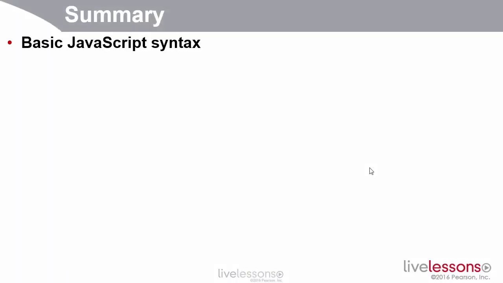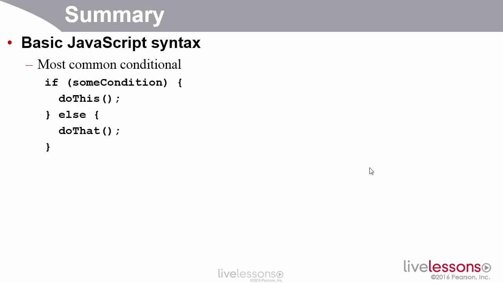Okay, to summarize, we covered some simple, basic core JavaScript syntax. We looked at the if statement, which is the most common conditional. You supply a test, which is usually a Boolean. Is x less than 4? Is y equal to 7? But we saw that you can use some other types that aren't strictly Boolean.